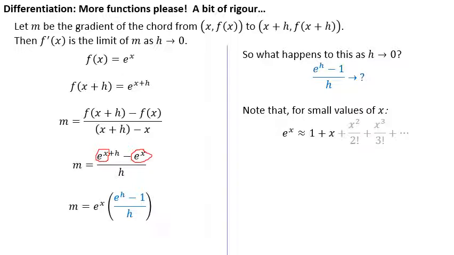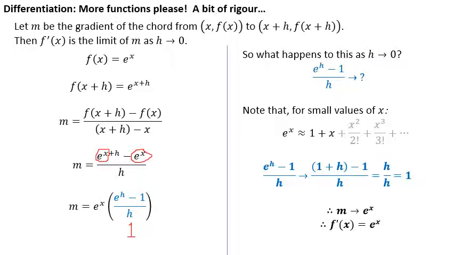As x shrinks, or as h shrinks, we end up closer and closer to 1 plus h. Well, if you have 1 plus h, and you take away 1 and you divide by h, we get h over h, which is 1. So the blue stuff becomes 1, and if the blue stuff is 1, then the gradient of that chord is getting closer and closer to e to the x multiplied by 1. Therefore, the gradient of the function f of x equals e to the x is e to the x. e to the x is its own gradient function.